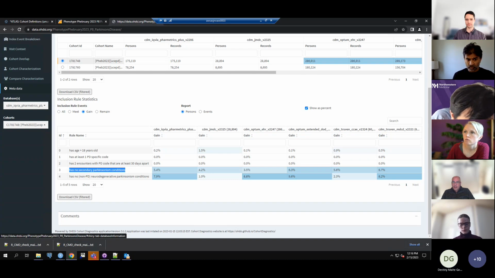So theoretically, criterion number 3 and criterion number 4 should never be positive if criterion number 1 is met, because they are exclusive. But they're not, because it doesn't work that way. It changes from visit to visit. So first it's idiopathic, and then they realize it's a secondary? Oh, yes, that is what happens.